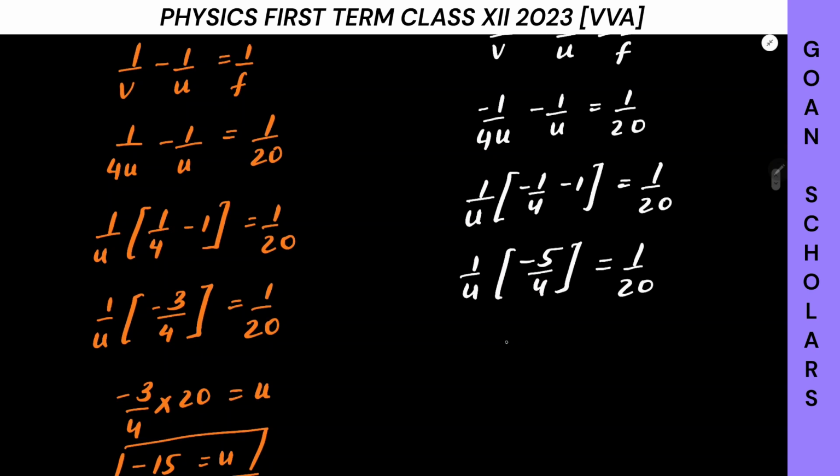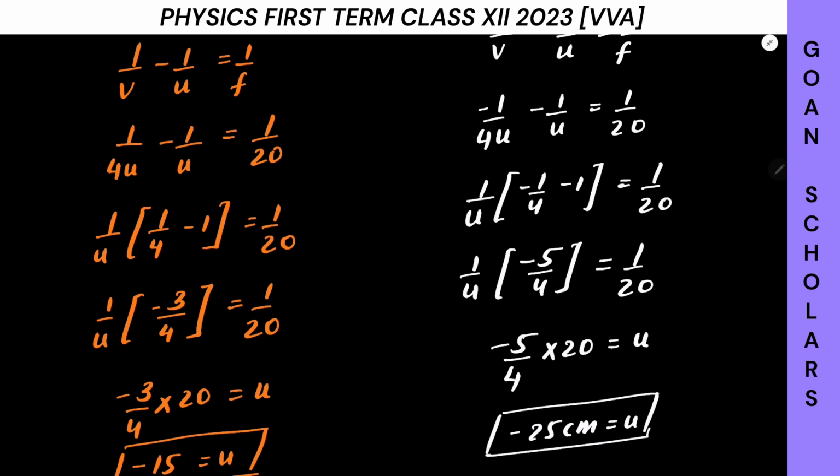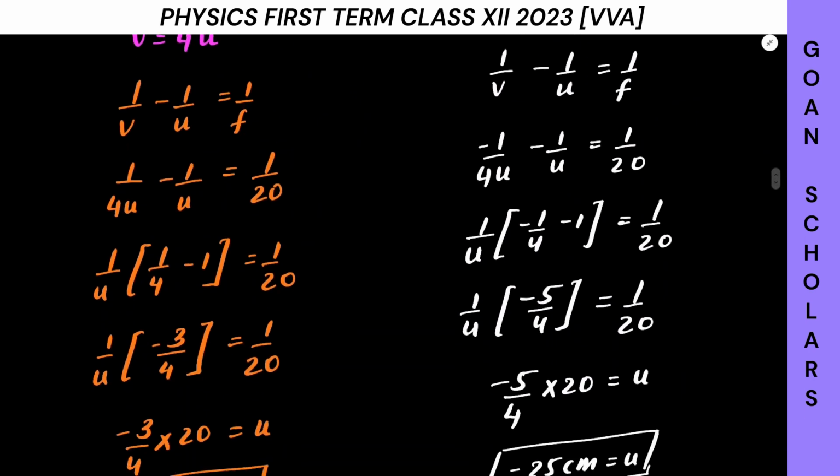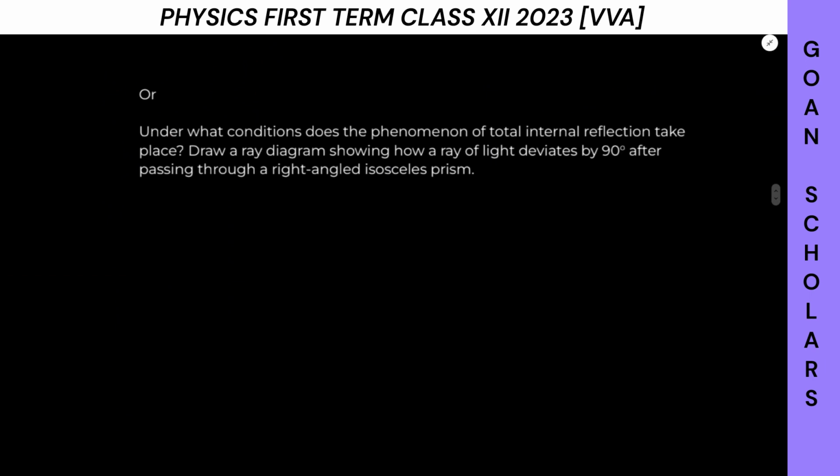Let's take this u to the other side and 20 to this side. So minus 5 by 4 into 20 equals u. So 4 5s are 20, and 25, minus 25 centimeter. As you can see, the object distance this time is greater than the focal length. Hence the image formed will be real. So these are the two possible situations for question number 7. Let's move to question number 8. Oh, there is an OR part also for question 7.